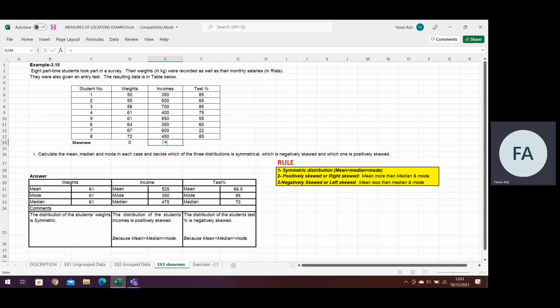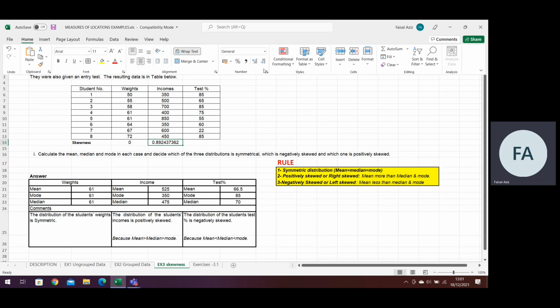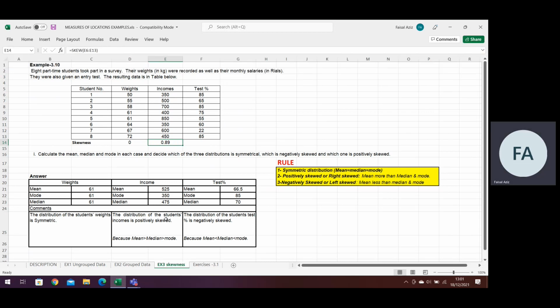Press equal sign, SKEW, double click, select this data, click enter. So skewness, you see it comes positive 0.8924. We can reduce the decimals, 0.89. So this is what I've mentioned in the comments also. The distribution of the students' incomes is positively skewed. Why is it positively skewed? Because mean is more than median and median is more than mode.